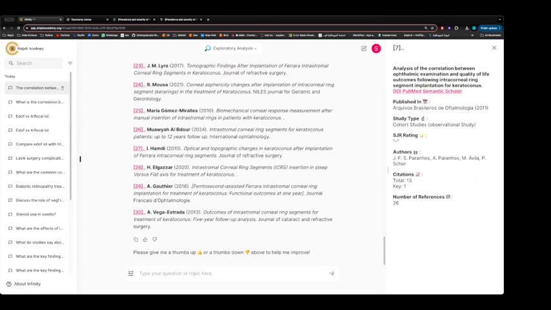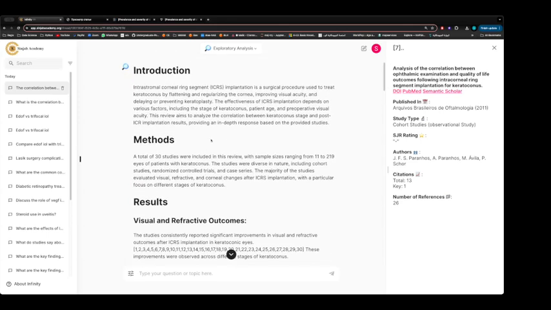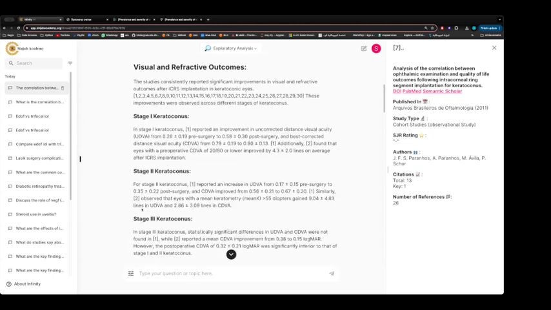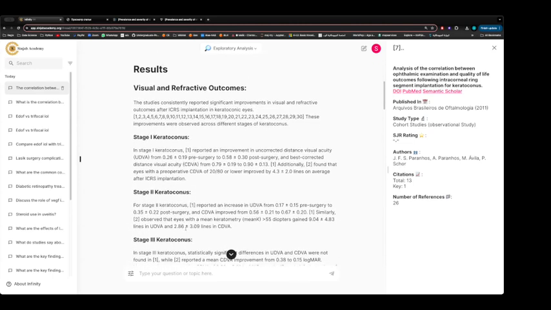Scroll down, please, to see the... No, I mean, let me see the upper part. So scroll up. Up, sorry. There you go. It is my way actually of scrolling down and up on my Mac. So I can see the results, visual and refractive outcomes. If you go down, stage 1 keratoconus, stage 1, you see? So it is something amazing.